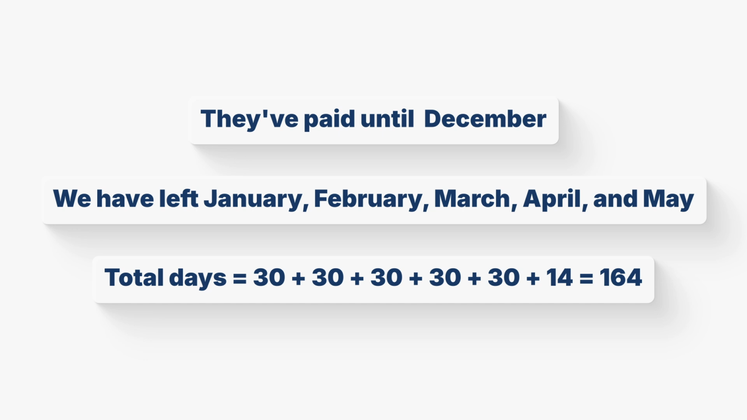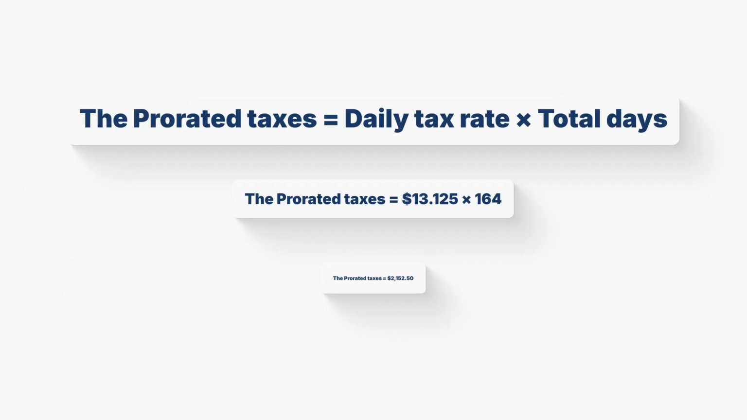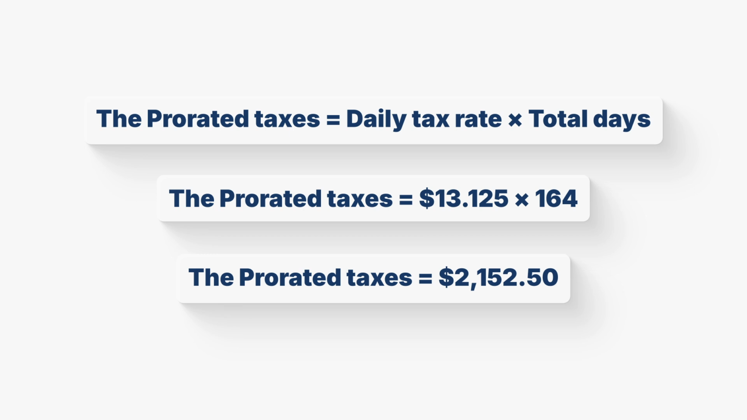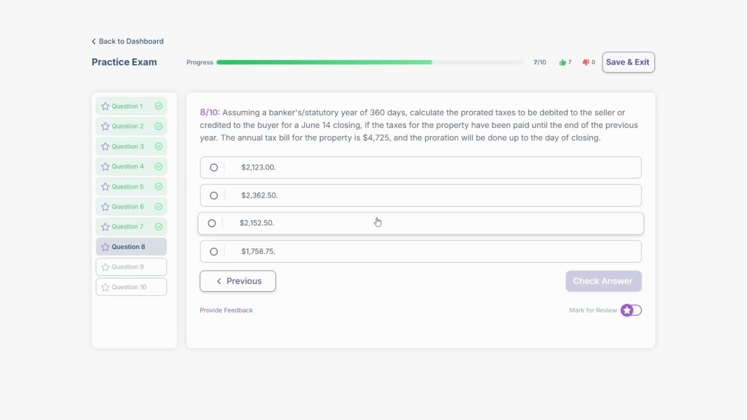That means until December. So we have left January, February, March, April, and May. There are 30 days in each month, while in June there are 14 days. With that in mind, total days equals 30 plus 30 plus 30 plus 30 plus 30 plus 14 equals 164. Prorated taxes equals daily tax rate times total days. So the prorated taxes equal $13.125 times 164 equals $2,152.50. The correct answer is C.